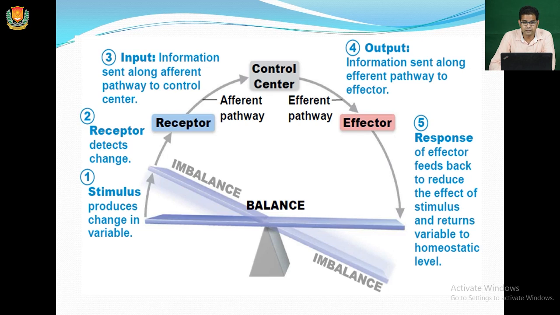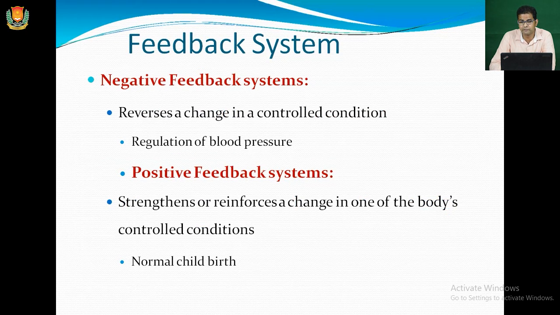So this slide also discusses the receptor, control center and the effector. Whenever there is a balance in the body, and it is being affected by some changes, environmental changes, and imbalance occurs, rebalancing takes place with the help of feedback mechanisms. So there is a negative feedback as well as positive feedback.